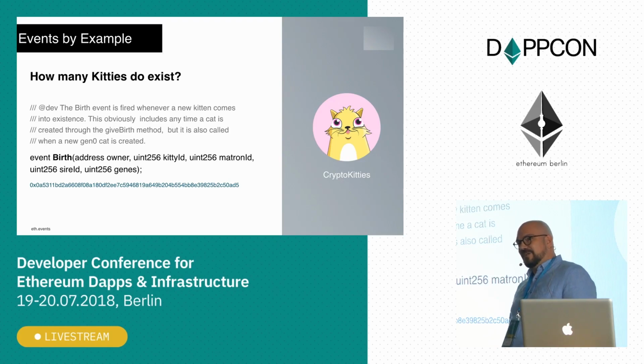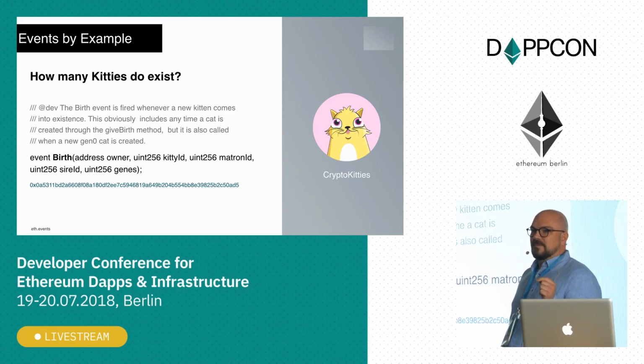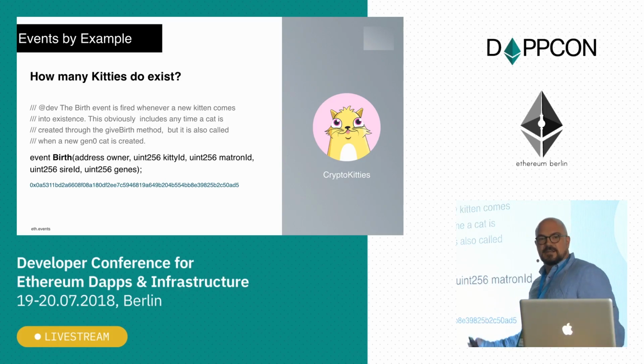And for that, I know there's a property on the CryptoKitties contract where you can just look up that number. But to make it a bit fun, we will have a look at the birth event, which is shown here. This is emitted every time a new kitten is either born through breeding or generated automatically from the contract. And below the event signature, you can see the topic, which is just the hash of the event signature.